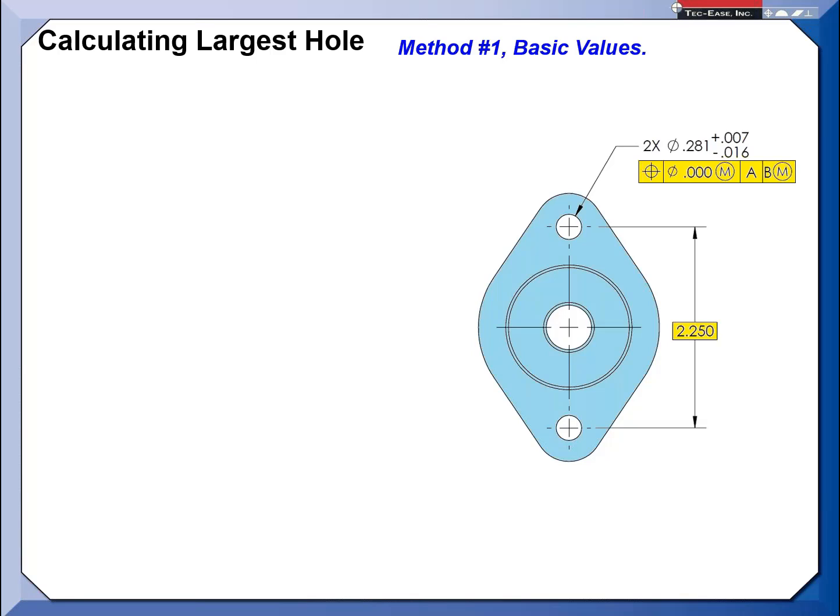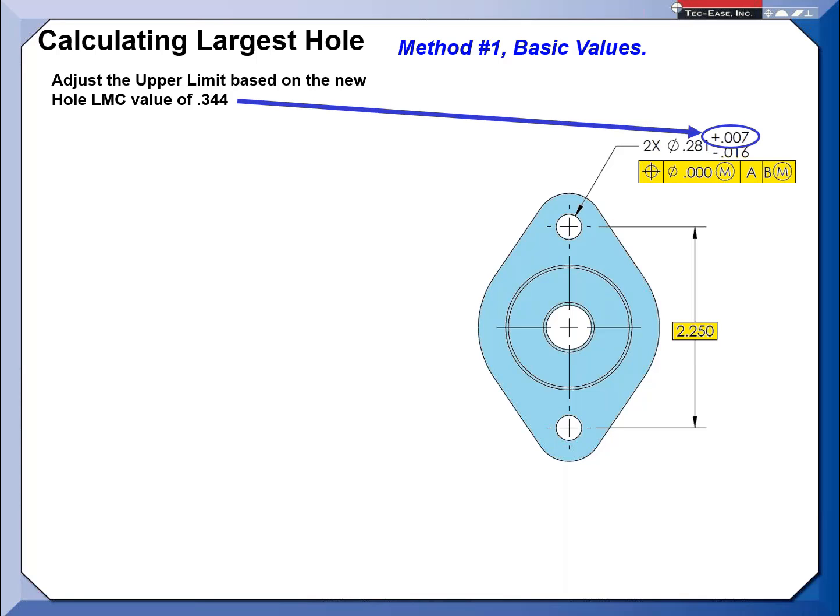So now if I come over here, what are we talking about? Well, we have this new derived hole at LMC. That's the upper limit, the biggest the hole can be, and what we're talking about is the upper tolerance. So now we can make the assessment based on the hole at LMC: how big could that tolerance be?